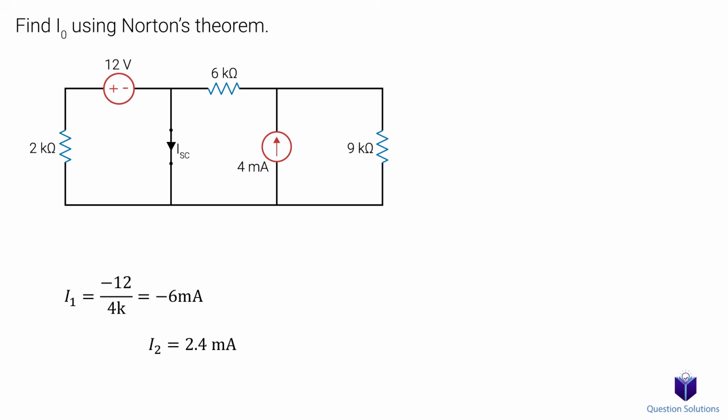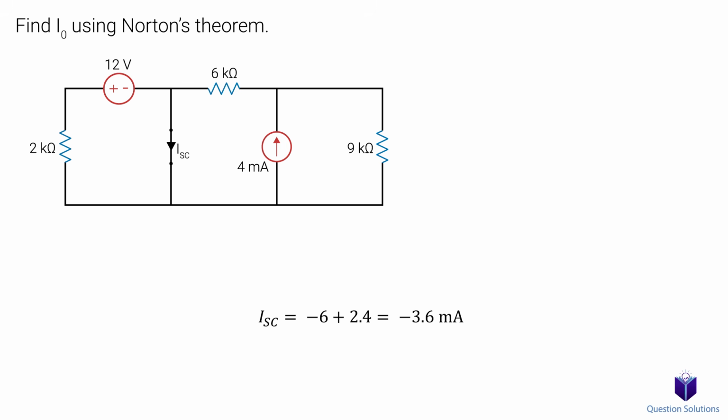Now that we figured out what each source contributes to our ISC, all we need to do is add them together to get the full picture. We get negative 3.6 milliamps. So what this really tells us is that the direction we picked for our ISC is actually opposite to our assumption. But that's okay. Let's go and figure out our Rn value.